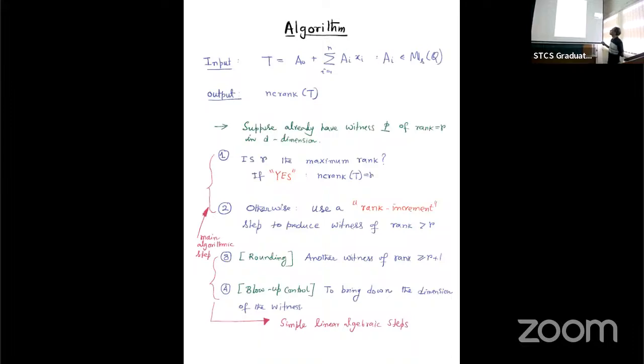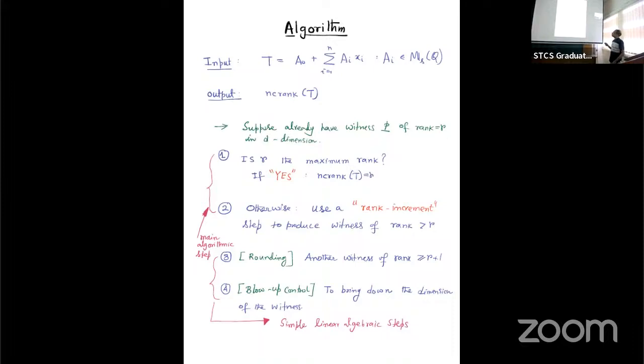So here is the algorithm. This is the input matrix, and your goal is to compute the non-commutative rank of this matrix. What is the natural intuition for proving such an algorithm? The obvious strategy is that you have some witness for some rank, you try to increase it, and then try to round it to go to the next integer. That should be your natural goal. And in fact, we do exactly that.